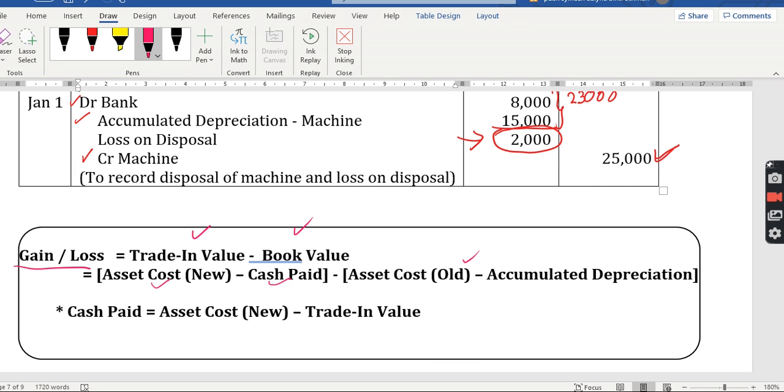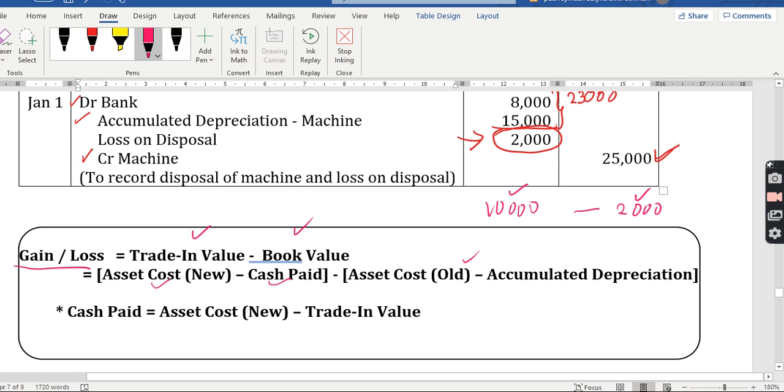So how do I know how much I need to pay or how much I need to top up? Macam contoh Madam bagi tadi, lori baru 10,000. Dia ambil lori lama saya 2,000. So this is the trade-in value. This is the new asset cost.